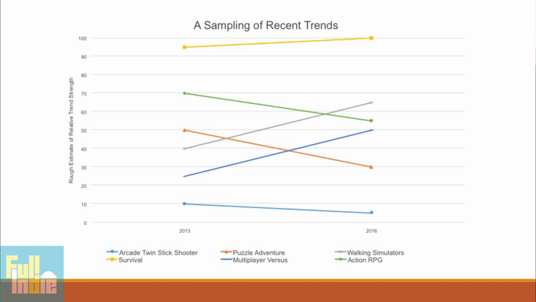Arcade twin-stick shooters are scraping the bottom, while survival games are soaring. And multiplayer versus games are also trending upwards. And if you don't stay on top of the trends, you can easily make costly mistakes.